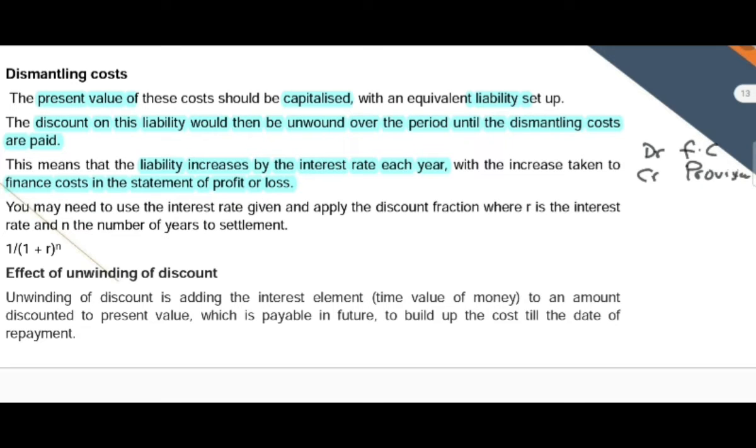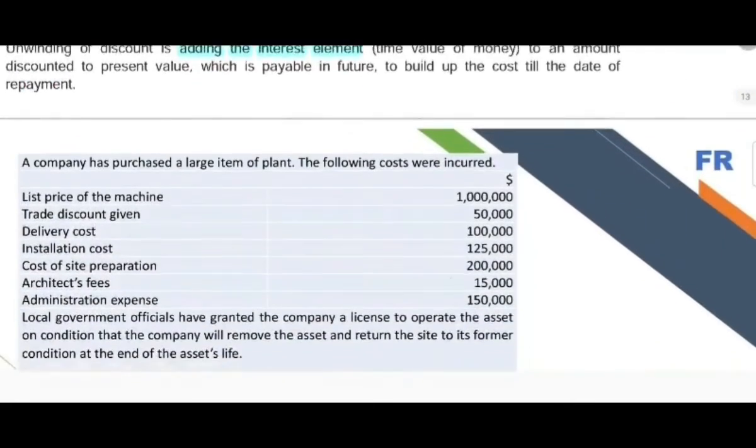For the calculation of present value, you need to consider a formula, and that is 1 over (1 plus r) raised to power n. Here r stands for interest rate and n stands for number of years. Again, the effect of unwinding of discount is adding the interest element to an amount discounted to present value which is payable in future. It means adding the interest rate to the provision, not to the value of the asset, to build up the cost till the date of repayment.